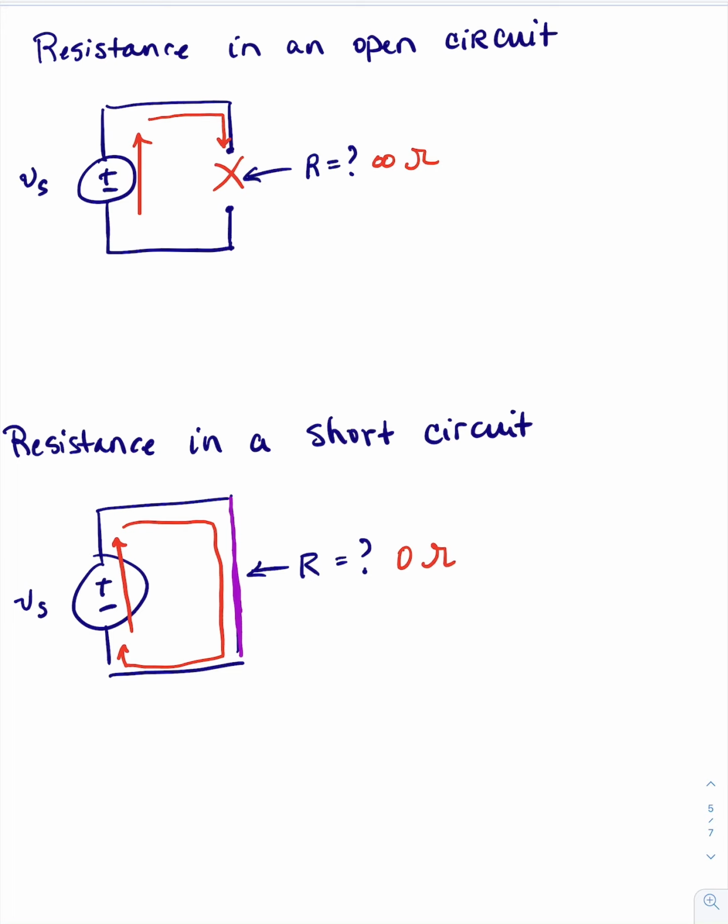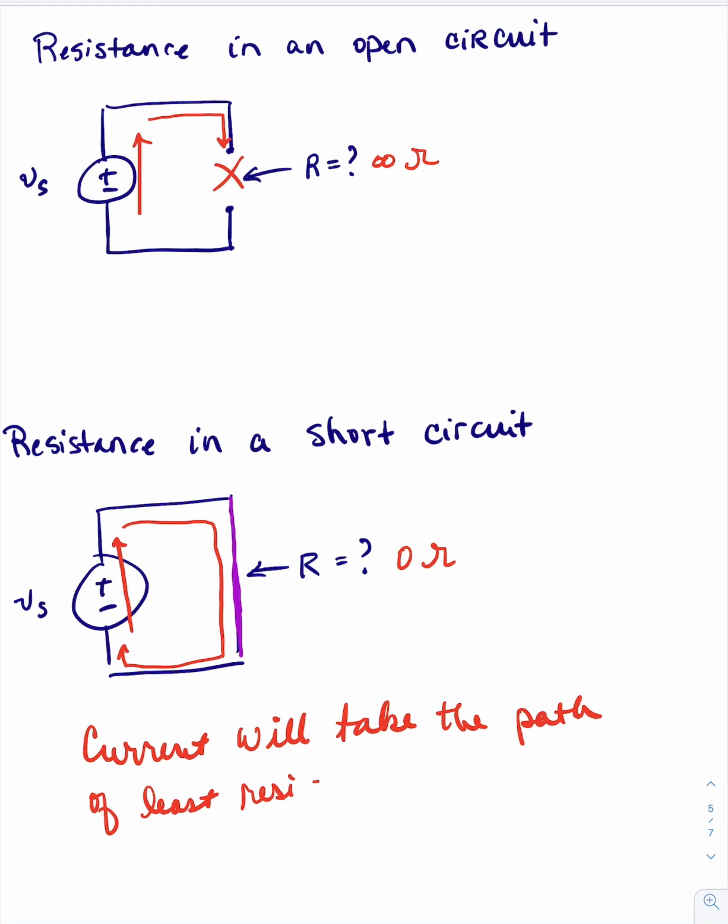So current takes the path of least resistance. So if the current cannot go through, then there must be a very high amount of resistance. If the current goes through easily, then there is little to no resistance.